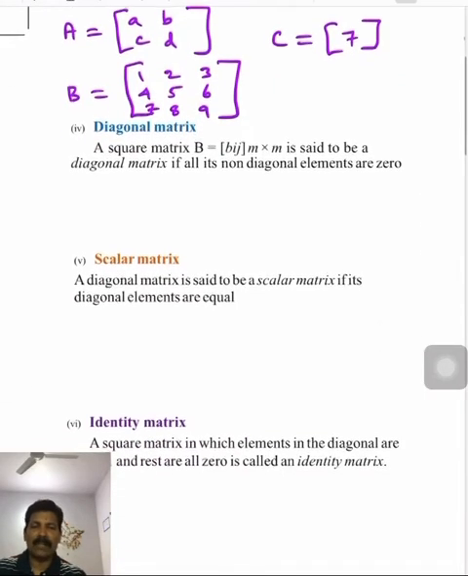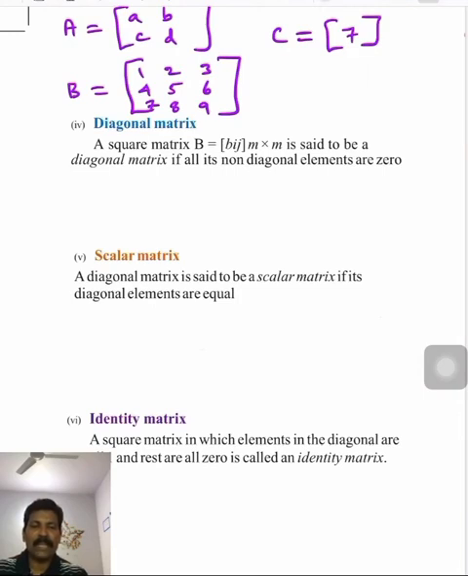Another one is a diagonal matrix. A square matrix capital B, [Bij] m by m. Why m by m? That is a square matrix. It is said to be a diagonal matrix if all its non-diagonal elements are 0. For example, capital D is equal to, we are considering a square matrix, of course. Here it is a 3 by 3 square matrix. So there should be 9 elements. And the main diagonal elements, these are main diagonal elements.